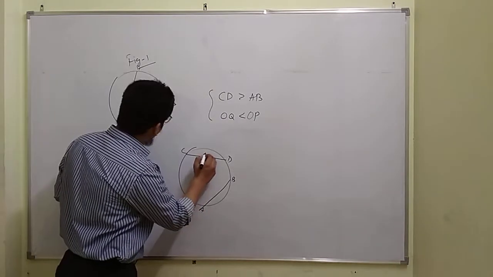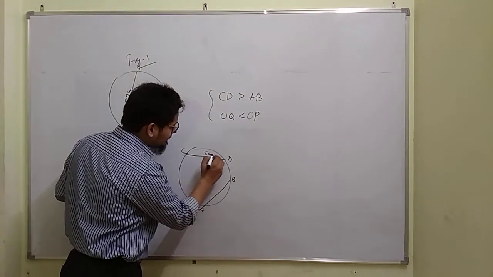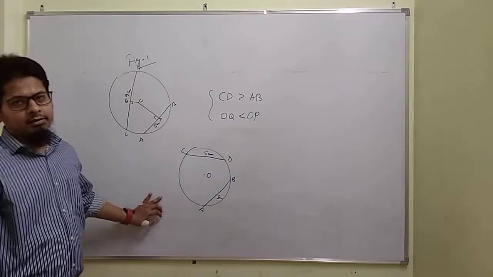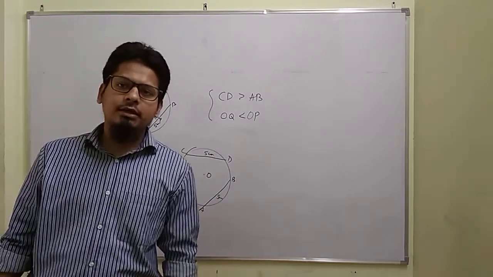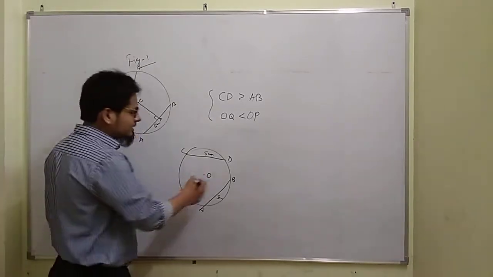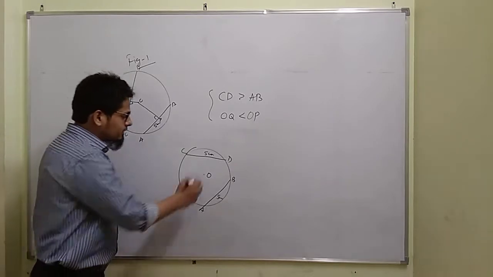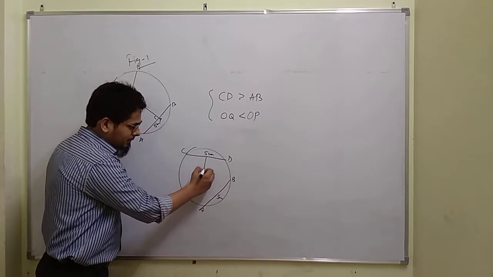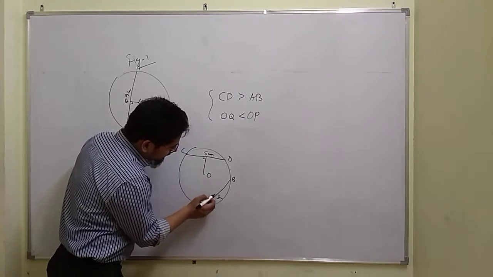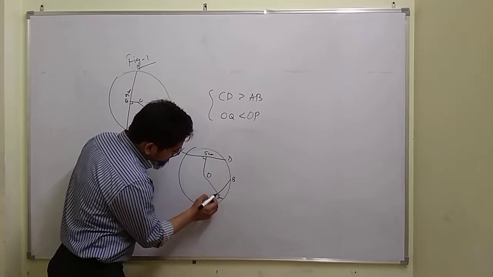I just take it as 5 centimeter, and this is also 5 centimeter, right? So on drawing, if we draw the perpendicular distance of the chord from the center, then we will get the distance will be the same, right? So I draw the perpendicular here, and I draw the perpendicular from here.